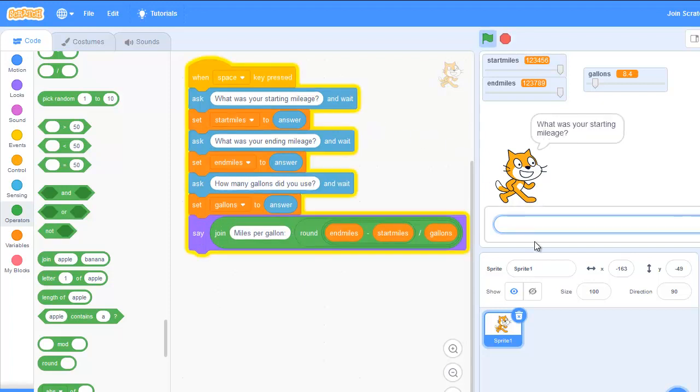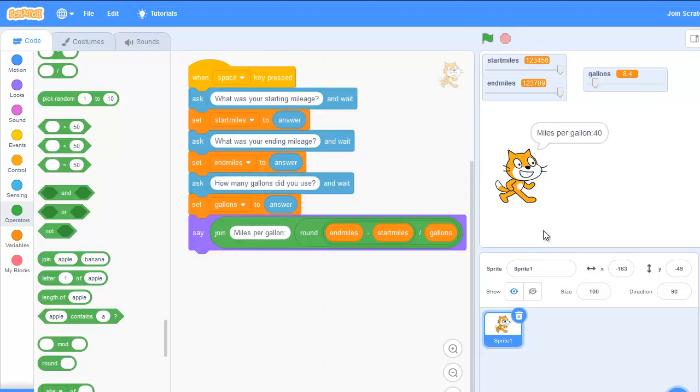So we'll press the space bar again. 123,456 miles. Our ending mileage was 123,789, and we used 8.4. And notice this time we get a rounded number. So instead of 39.6 and a lot of other digits, we got 40 miles to the gallon.